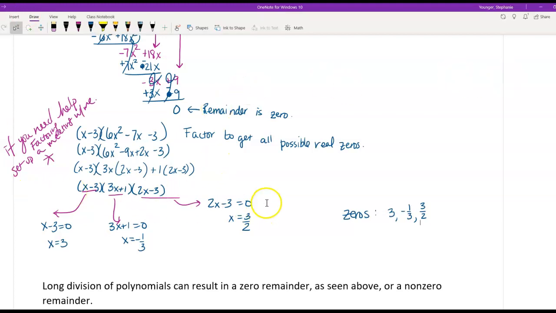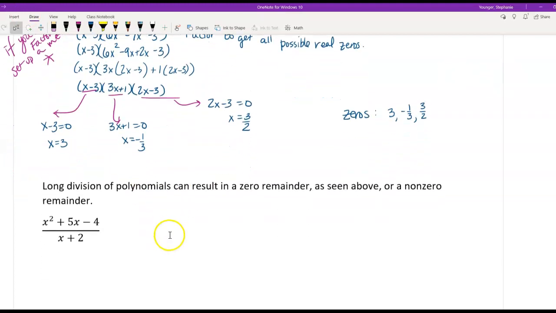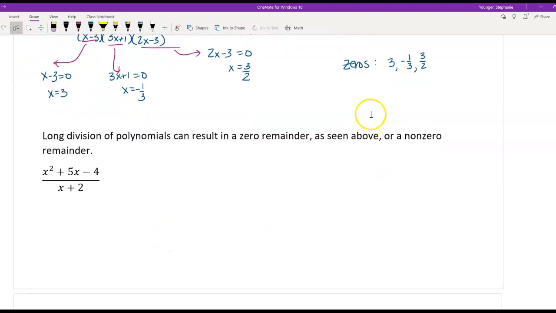All right, so long division of polynomials can result in a zero remainder, as we just saw, or a non-zero remainder. So let's take a look. Let's do another example. Here we have a denominator of x plus 2, so I'm going to pull that over here. And then we have x squared plus 5x minus 4.